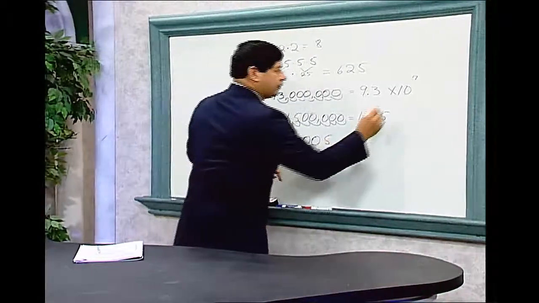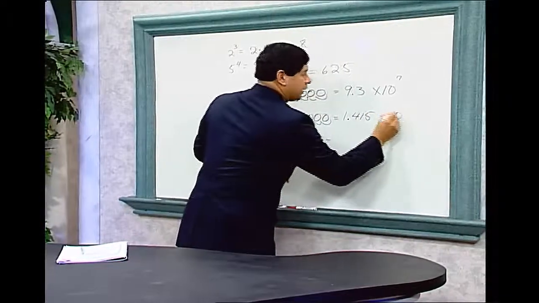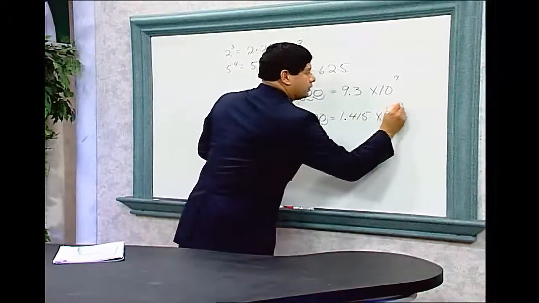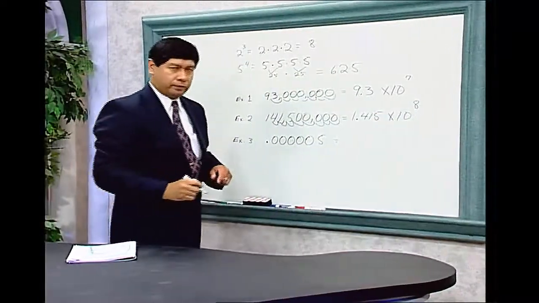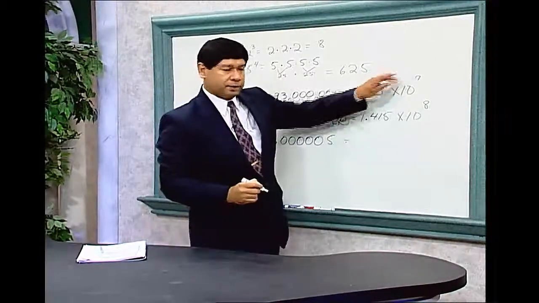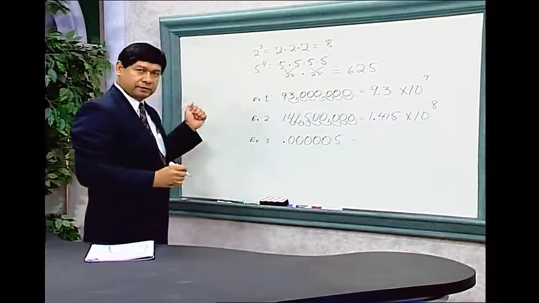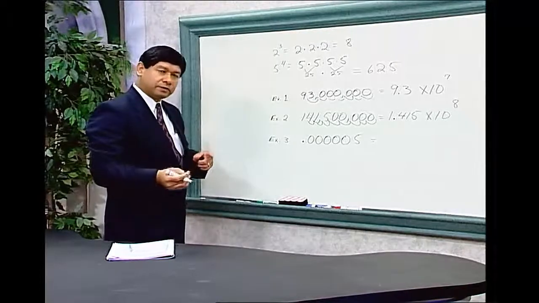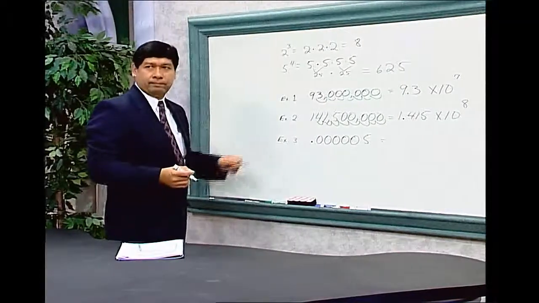1.415 times 10 to the 8th power. Now notice these are positive because we're moving the decimal point to the left. Okay, that's going to be different from example number 3.